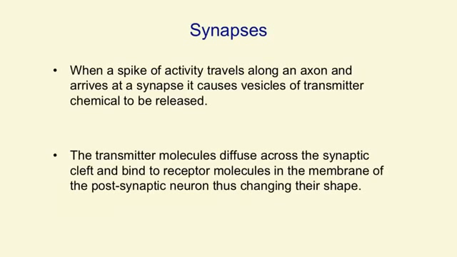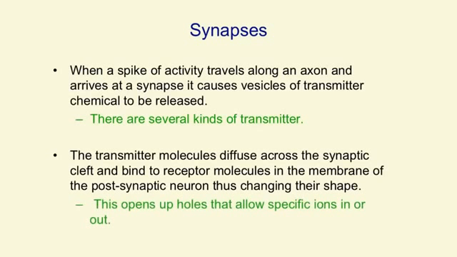have interesting structure. They contain little vesicles of transmitter chemical, and when a spike arrives in the axon, it causes these vesicles to migrate to the surface and be released into the synaptic cleft. There's several different kinds of transmitter chemical. There's ones that implement positive weights and ones that implement negative weights. The transmitter molecules diffuse across the synaptic cleft and bind to receptor molecules in the membrane of the postsynaptic neuron. And by binding to these big molecules in the membrane, they change their shape. And that creates holes in the membrane. These holes allow specific ions to flow in or out of the postsynaptic neuron, and that changes their state of depolarization.